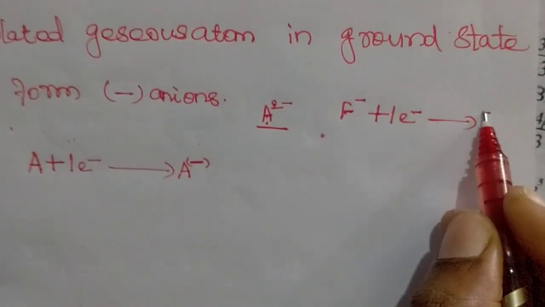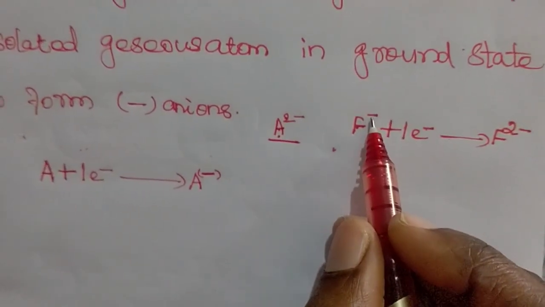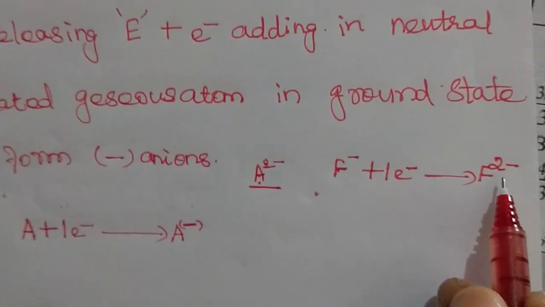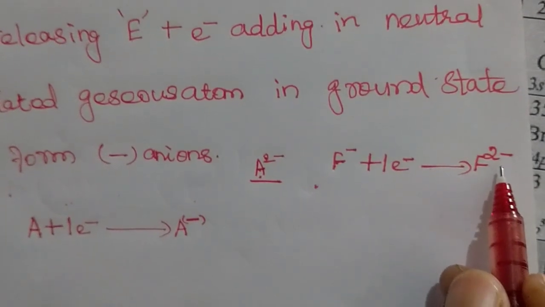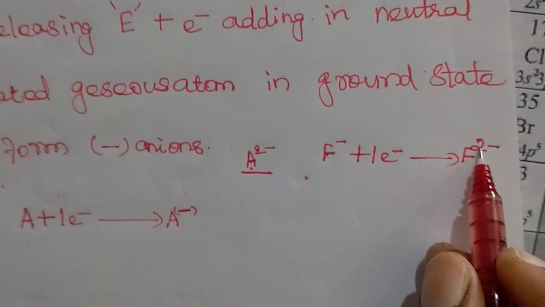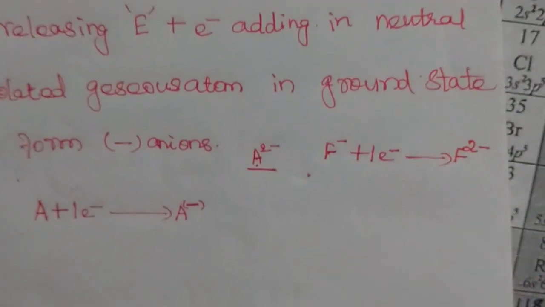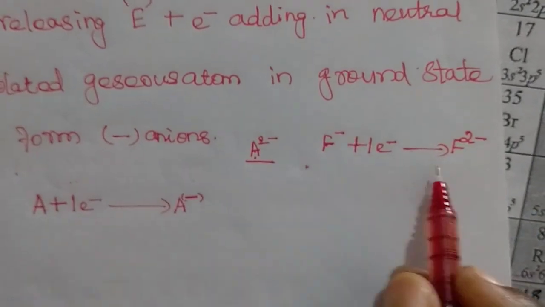What is the resultant one? F2 minus. Why is it 2 minus? Why does this first 1 minus anion become 2 minus? Because of the addition of one more electron. So it becomes F2 minus. It is denoting here the addition of 2 electrons.